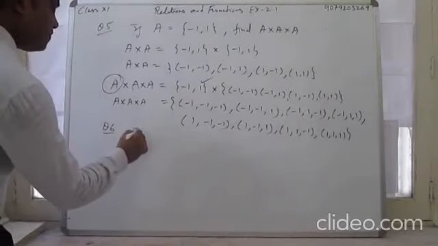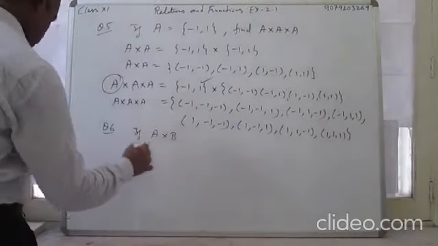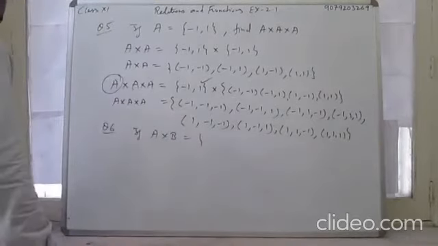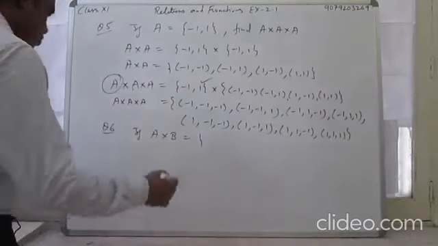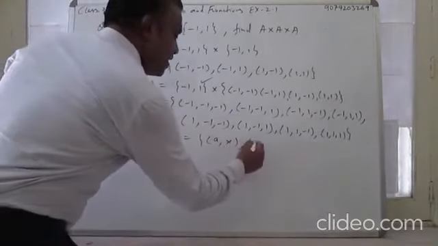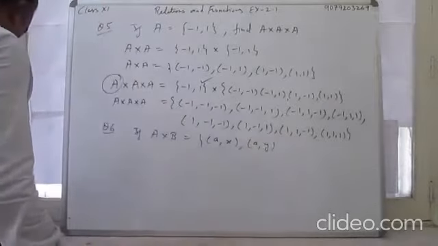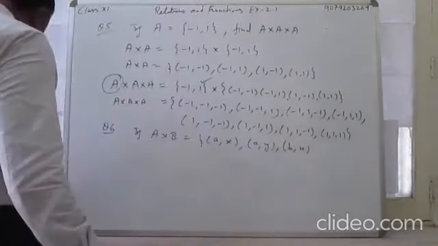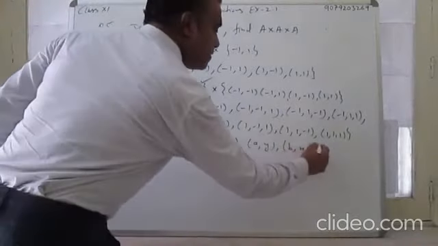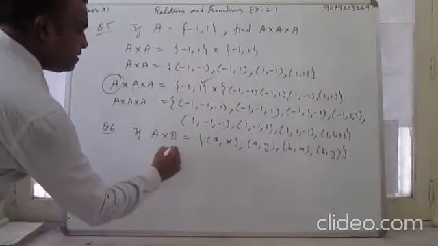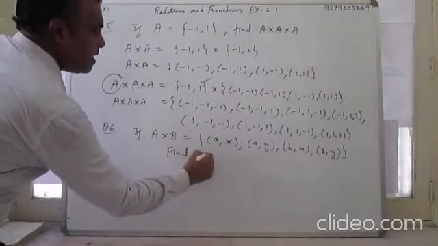If the Cartesian product A cross B is given to you as AX, AY, BX, BY, find A and B.